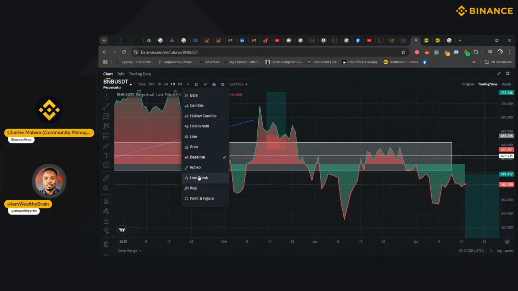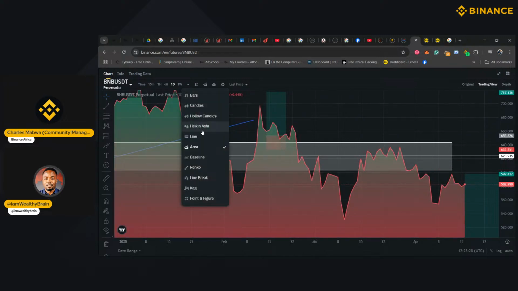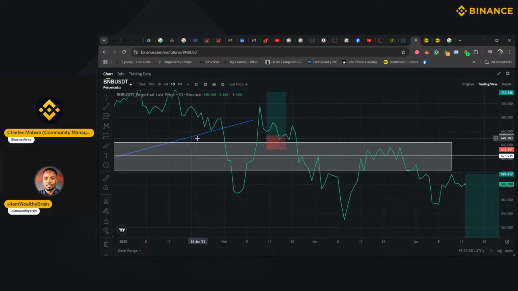We have Renko, line break, Kagi, and then point and figure. These are ways you can see the chart, and the concepts that govern them are not the same. For example, baseline is different from area, and area is different from line. So there is a principle of analyzing the market that will work for someone using bar chart and might not work for someone using candle.